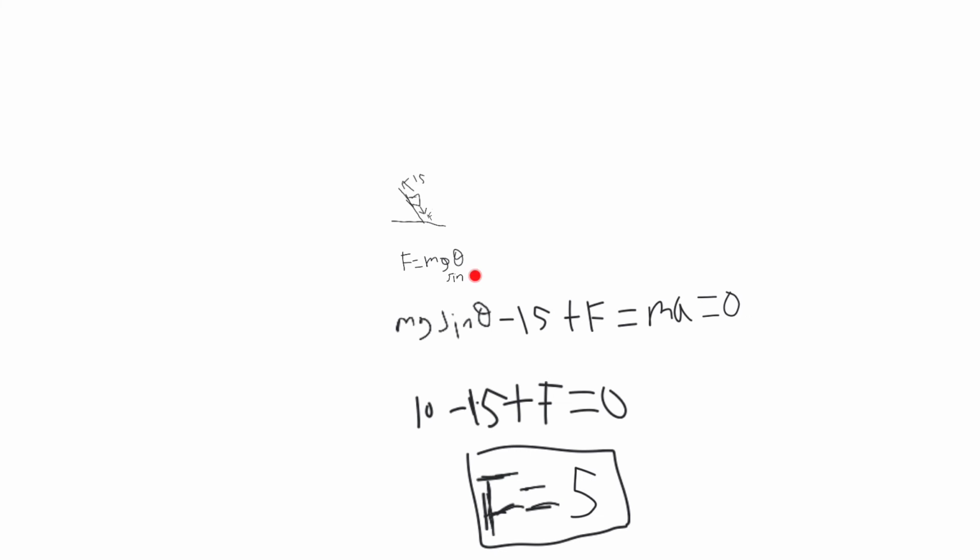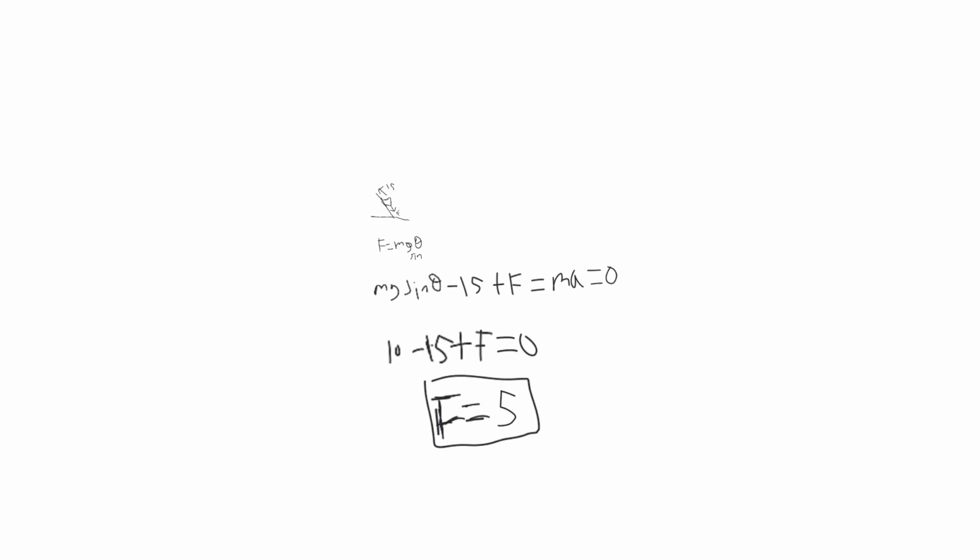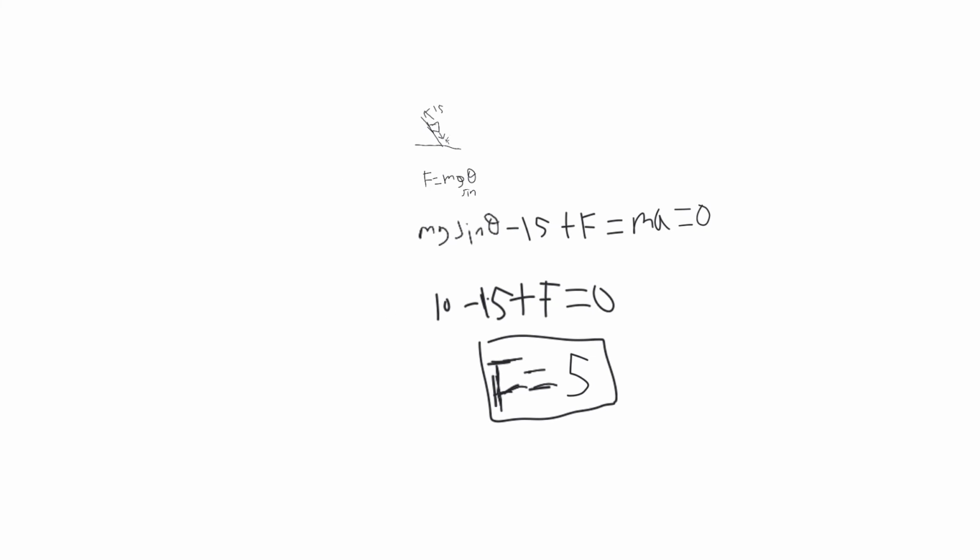We have that mg, so now we just equate all the forces. Let's write out all our forces. And we have mg sine of theta minus the 15 plus the force that we don't know, and that equals ma, which we know has to be 0 because the acceleration is going to be 0. So now if we plug in all those numbers, you have 10, which is your mg sine of theta, minus 15 plus F equals 0.